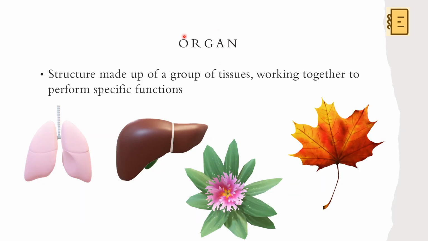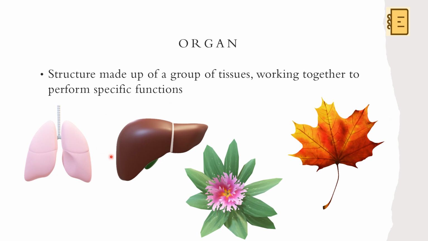So we mentioned that cells are the basic building blocks of everything. We mentioned that when a lot of cells combine together, you get a tissue. And now when a lot of tissues combine together, you get something that we call an organ. So one more time, an organ is when a lot of tissues combine together and perform specific functions. Here you can see different organs.